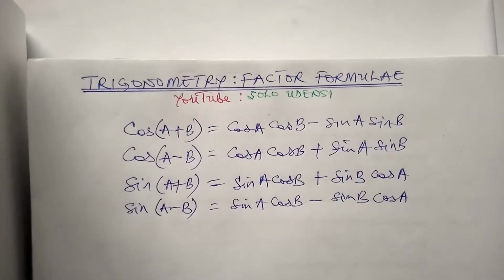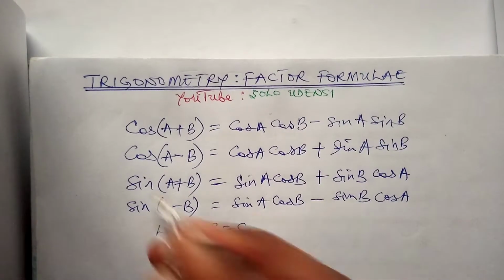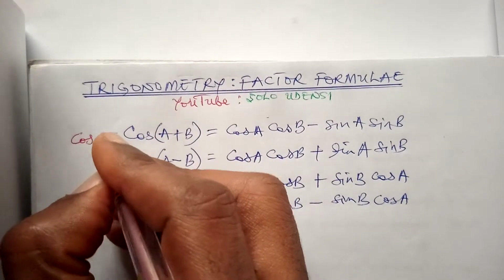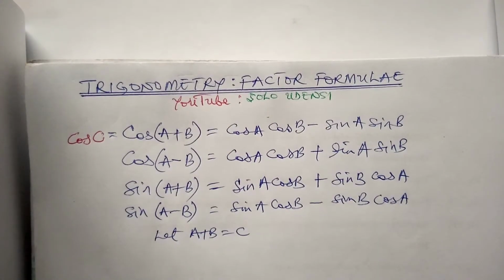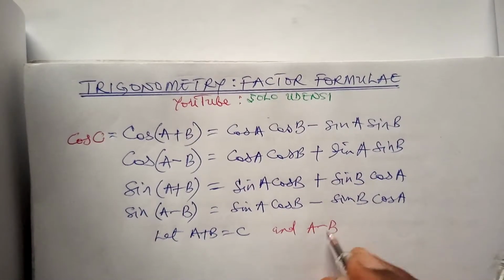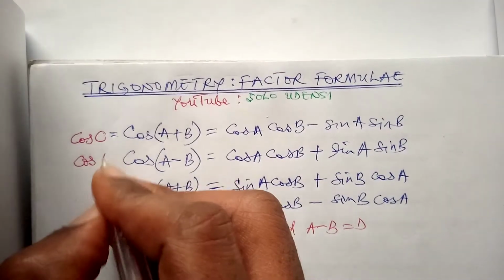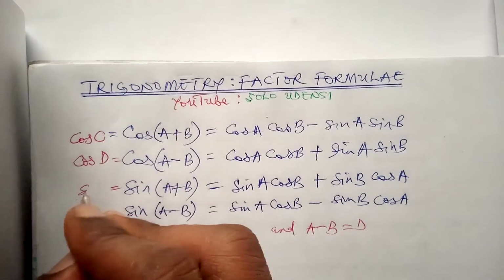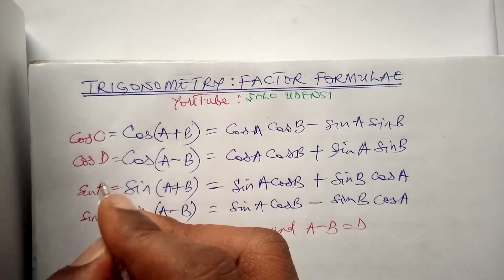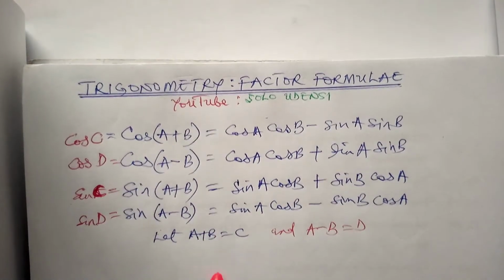So let us make some transformation. Let A plus B equal C. That means this one will be cos C, and let A minus B equal D. If that is the case, this one will be cos D. Likewise, this one will be sin C, since A plus B is C, and this one, A minus B, is D. So that's what we have.